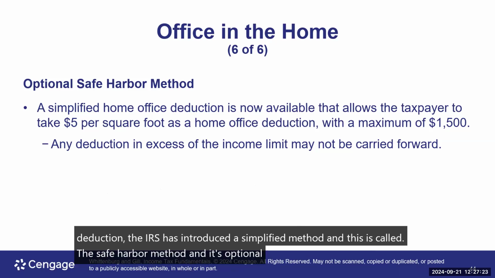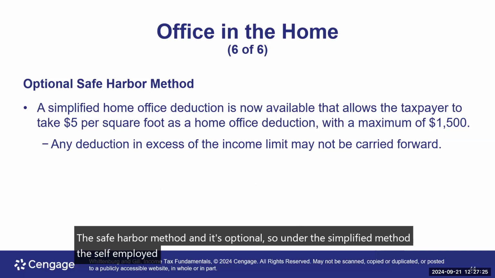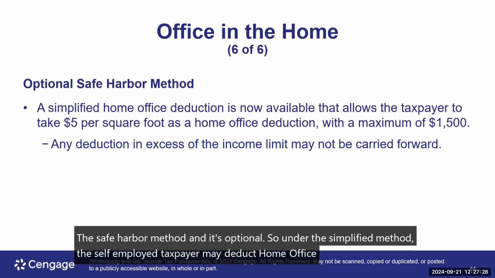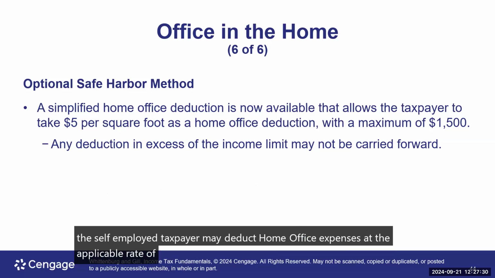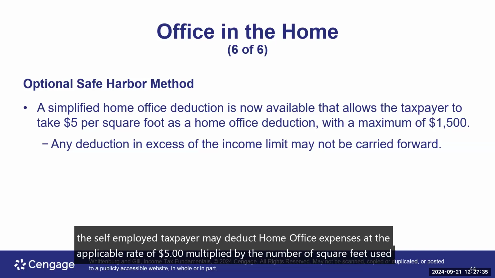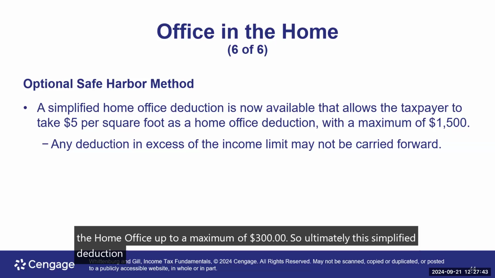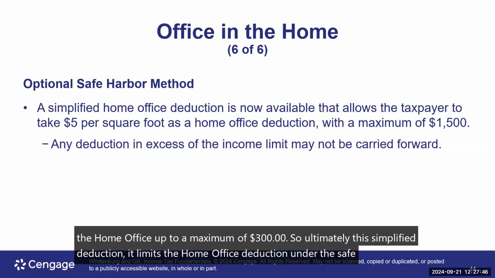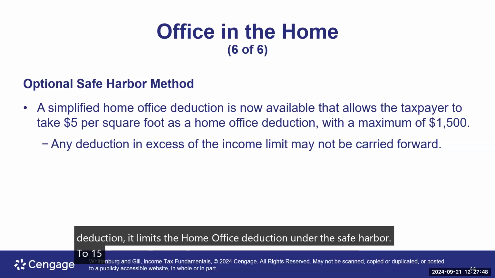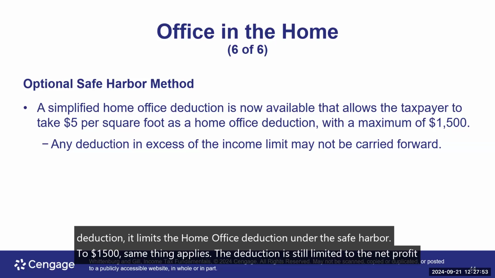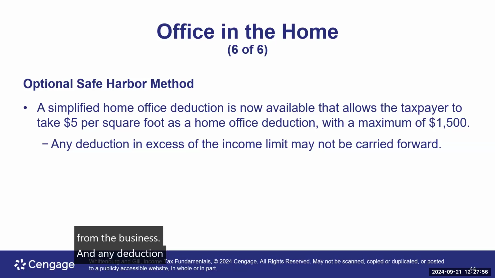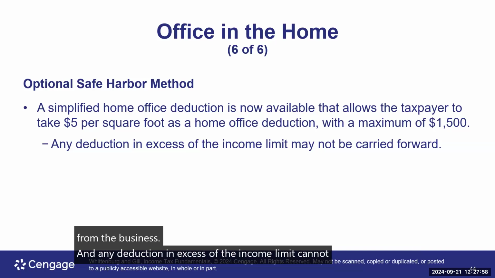So under the simplified method, the self-employed taxpayer may deduct home office expenses at the applicable rate of $5 multiplied by the number of square feet used in the home office, up to a maximum of $300. So ultimately, this simplified deduction limits the home office deduction under the safe harbor to $1,500. Same thing applies. The deduction is still limited to the net profit from the business, and any deduction in excess of the income limit cannot be carried forward. So please keep that in mind.